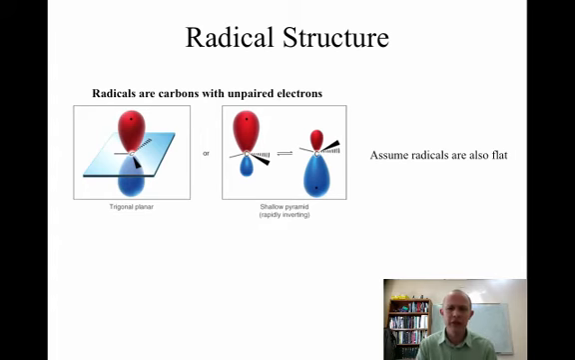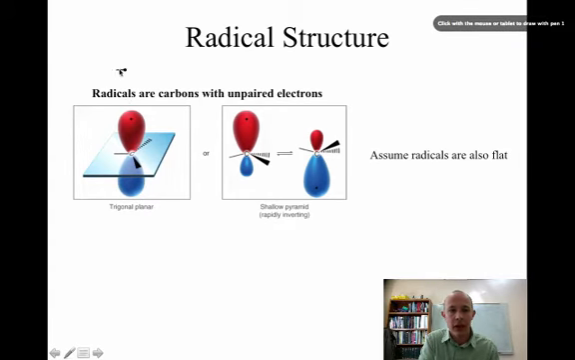Okay. So as I just mentioned, we're going to define radicals as carbons that possess an unpaired electron. So again, if we draw out the Lewis dot structure here, we have something that looks like this, right? What we're going to do is take this unpaired electron and place it in an unhybridized p orbital. So we're going to treat these radical species as sp2 hybridized with a single electron in this p orbital, which is perpendicular to the plane of the molecule.